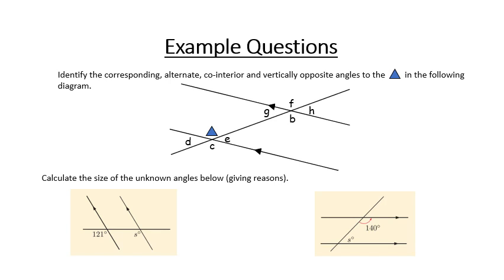Okay, so let's have a look at a few example questions involving our understanding of angle pairs. The first one says identify the corresponding, alternate, co-interior, and vertically opposite angles to the blue triangle in the following diagram. The first one I'm going to do is corresponding. Now, corresponding means that they're in the same position but on a different point of intersection. Right? So in this particular case, F and the blue triangle are both in the same relative position but at different points of intersection. So F is corresponding.